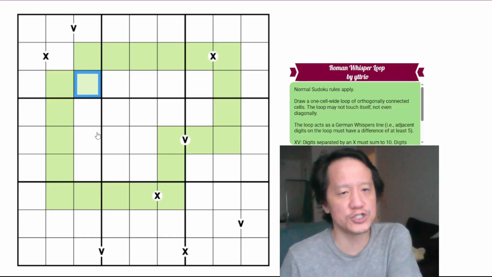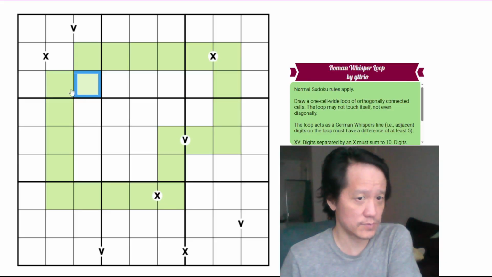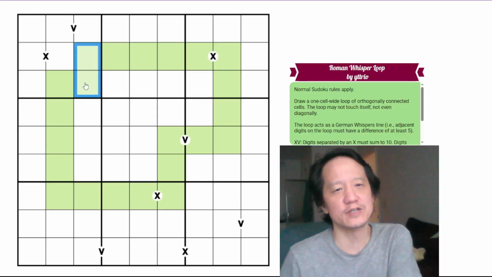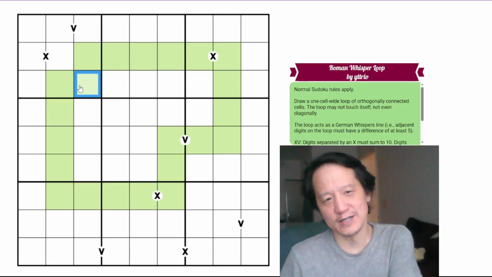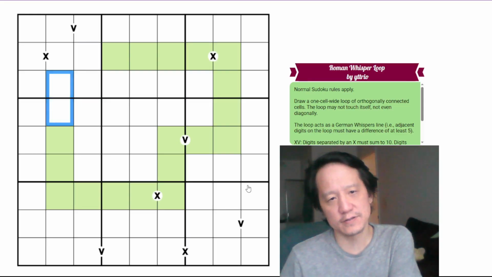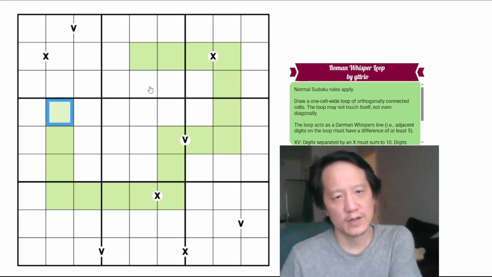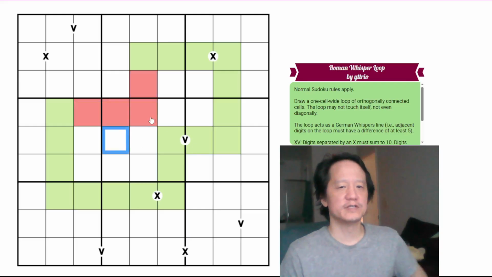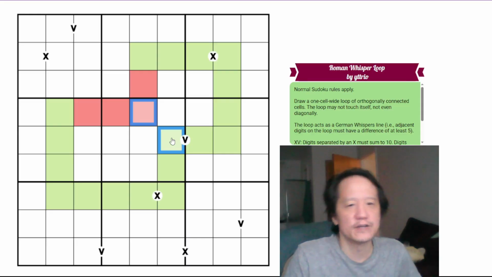And you cannot touch diagonally, which means, I don't know how to describe it, but basically this is considered not touching diagonally because these are both connected to another cell. But if you went something like this, you still have that. This is not a valid loop because it would be touching itself diagonally.